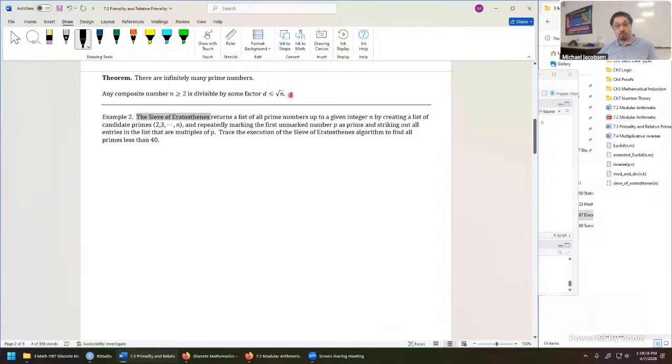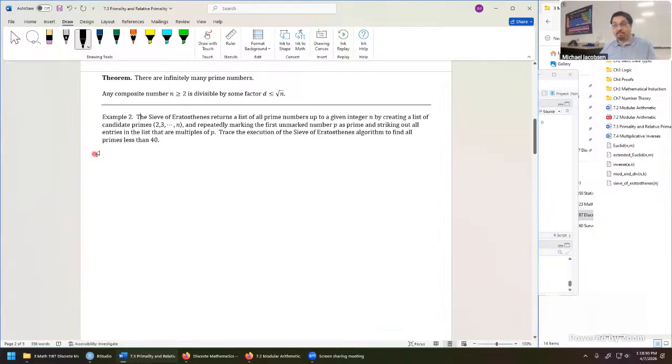The second part of the theorem is also helpful in using the sieve of Eratosthenes. It says if we know that a number is composite, meaning there is a factor of that number other than itself and one, then a composite number will be divisible by some factor that's less than or equal to the square root of that number. So we're going to use that fact together with the sieve of Eratosthenes to find all prime numbers less than or equal to 40. 40 just so that we're not here all day running through it.